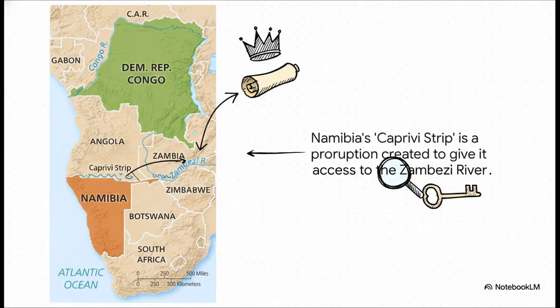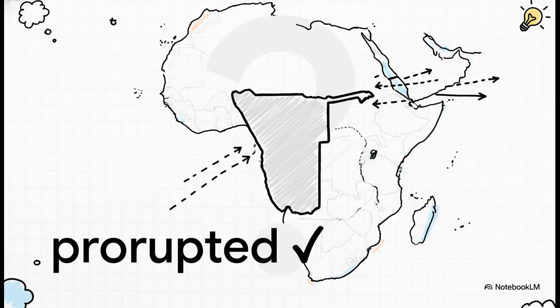A fantastic example of a proruption is Namibia's Caprivi Strip. You can see the main part of the country is pretty compact, but then you've got this long panhandle stretching out to the east. That was put there by German colonizers specifically so they could get to the Zambezi River. So, test prep pop-up. With that long projecting piece, the Caprivi Strip, what can we clearly call Namibia? Yep, it's a classic prorupted state.